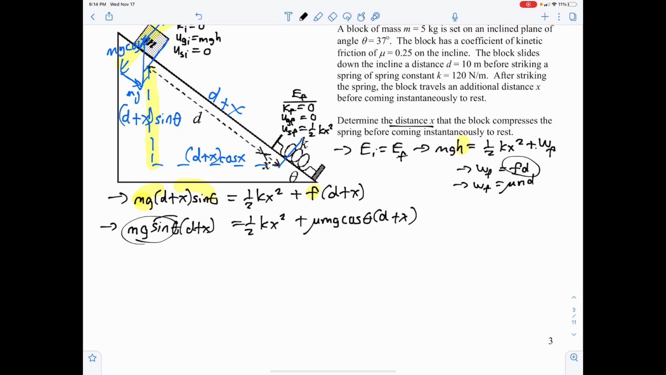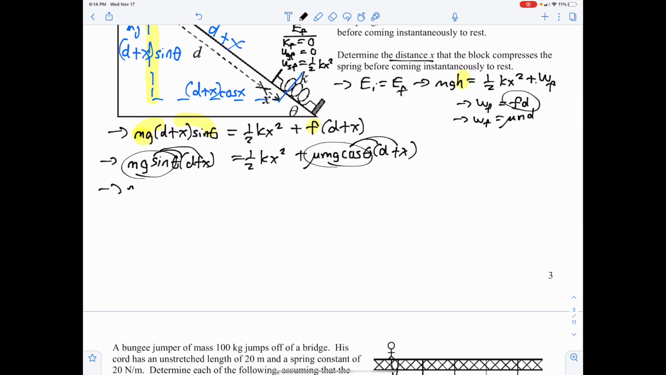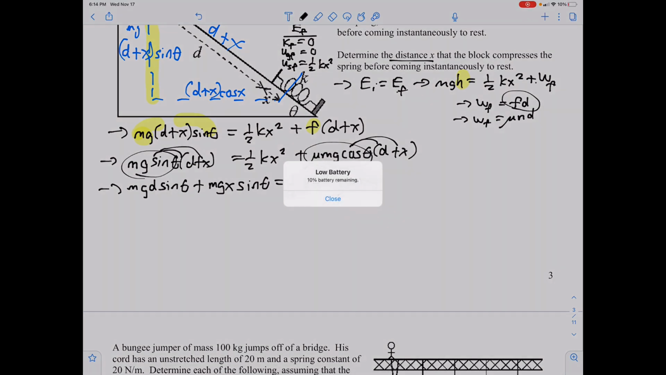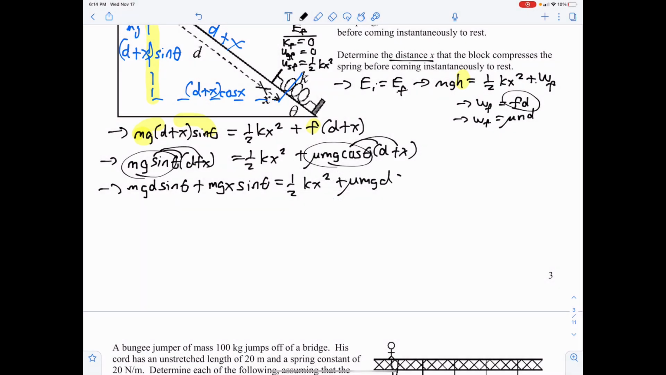So what we've got to do now is distribute. And this becomes mg d sine theta plus mg x sine theta equals 1/2 kx squared plus mu mg d cosine theta plus mu mg x cosine theta. Okay, so now at this point, you're going to bring the terms together.